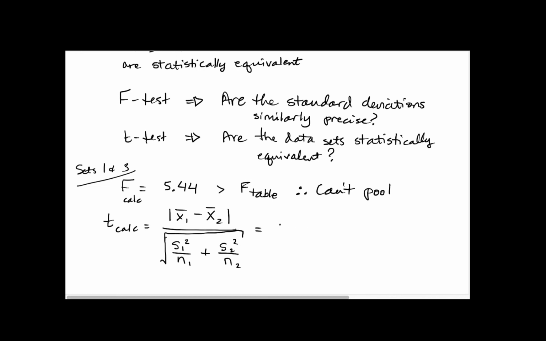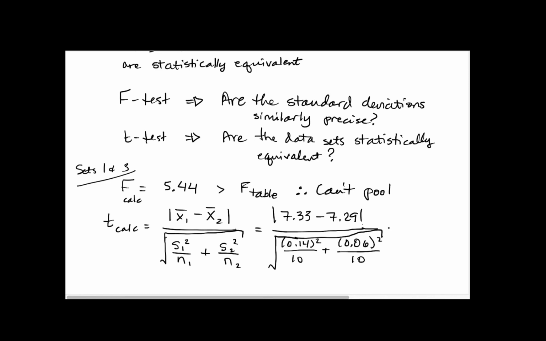So for the sets 1 and 3, we're going to have 7.33 minus 7.29, absolute value, and 0.14 squared over 10 plus 0.06 squared over 10. So go ahead and calculate this through and pause the video.